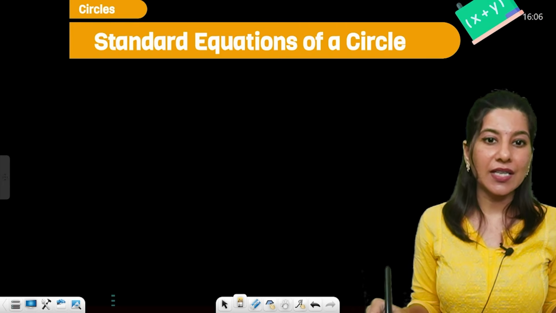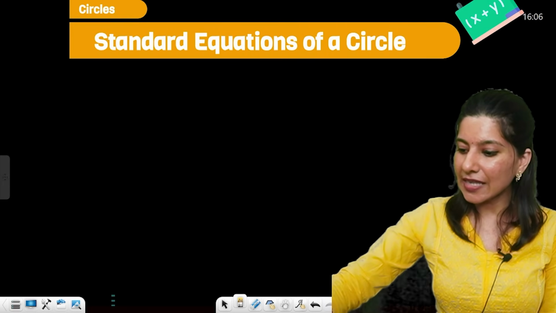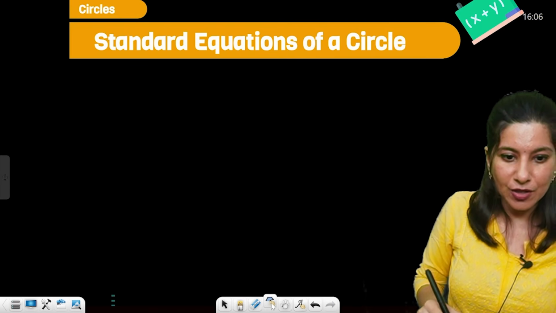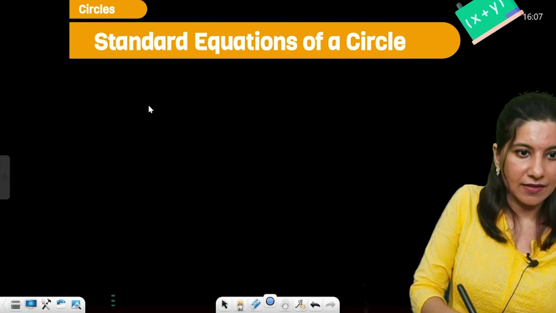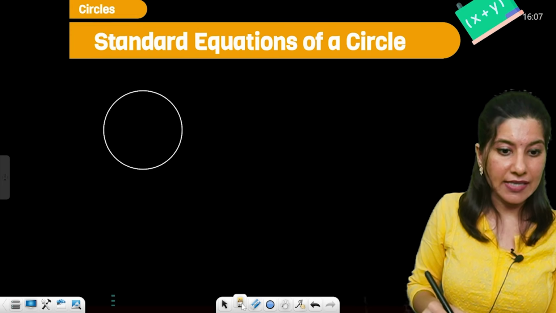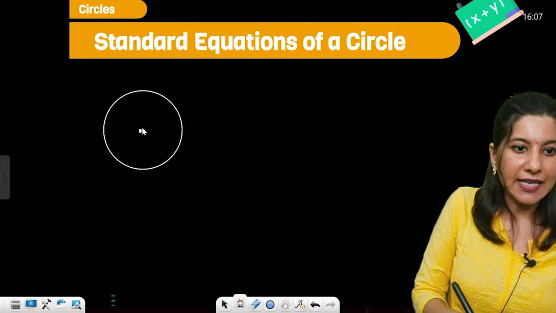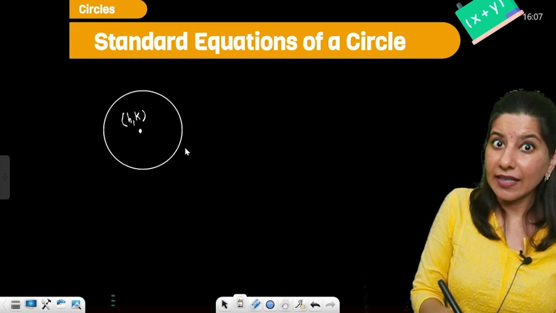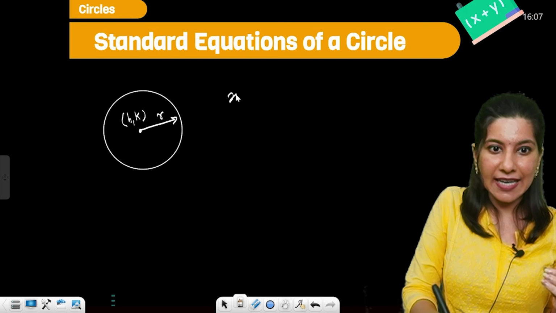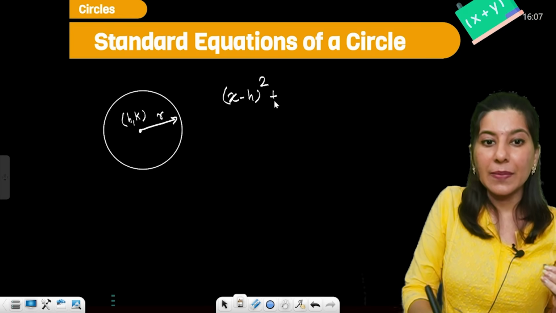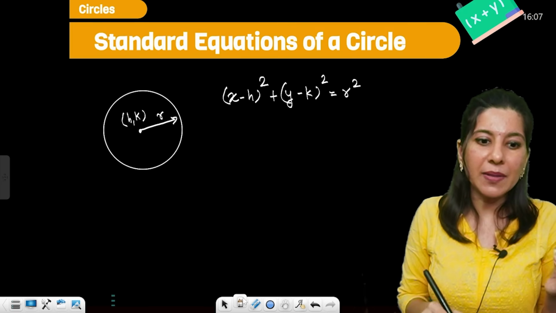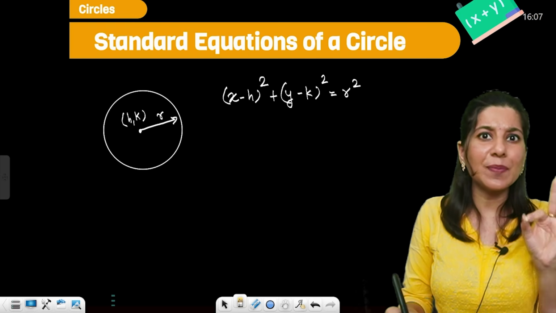Let's start with the standard equation of a circle. We have a circle. Let me just draw a circle. Yes, this is your circle, and this circle has a center. Suppose your center is (h, k), and the radius of this circle is r. Then the standard equation of the circle looks like (x minus h) whole square plus (y minus k) whole square is equal to r square. But you must be wondering, ma'am, how did you get it? Very easy. You just have to apply the distance formula.